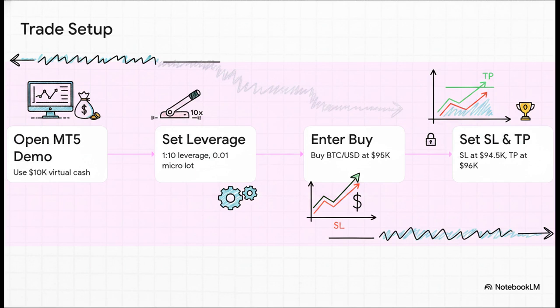This caps risk at exactly 50 cents. Then, you set your take profit at $96,000, aiming for a $1 win. See what we did there? You risk exactly 50 cents to safely target a $1 win. It is simple, it's mechanical, and it's totally unemotional.